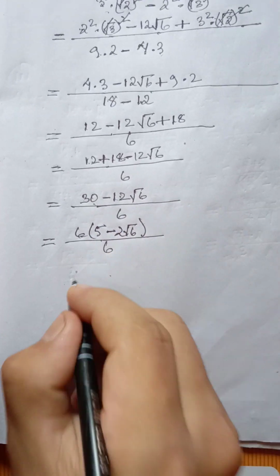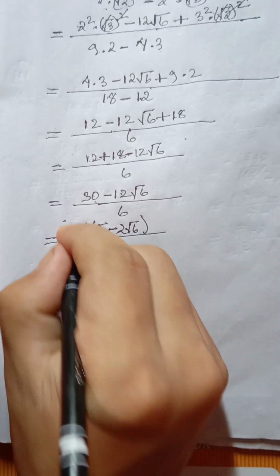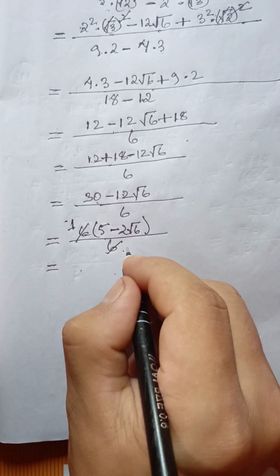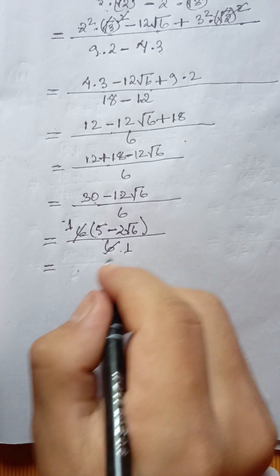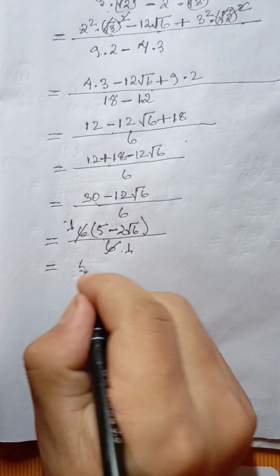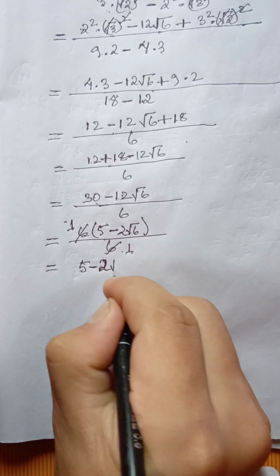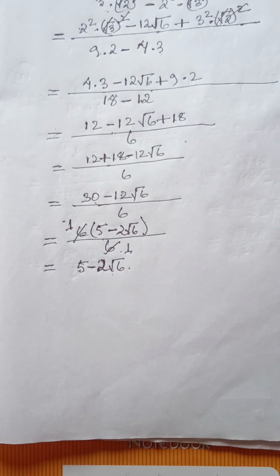Divided by 6, let us cut 6 and 6. 6 times 1 that will give you 6. That means in the denominator we have 1. But usually we don't write 1, we just write it like this: 5 minus 2 root 6. Okay, that will be the answer for this.